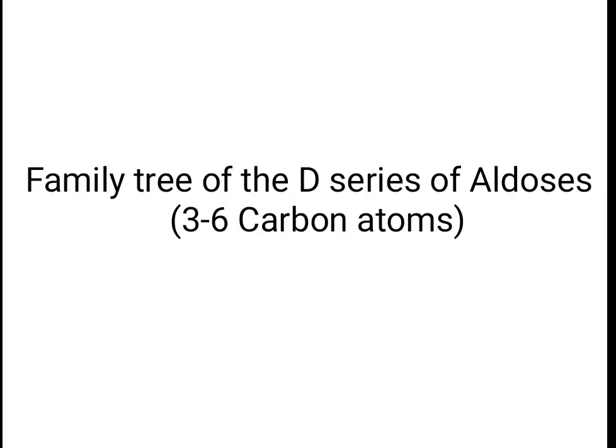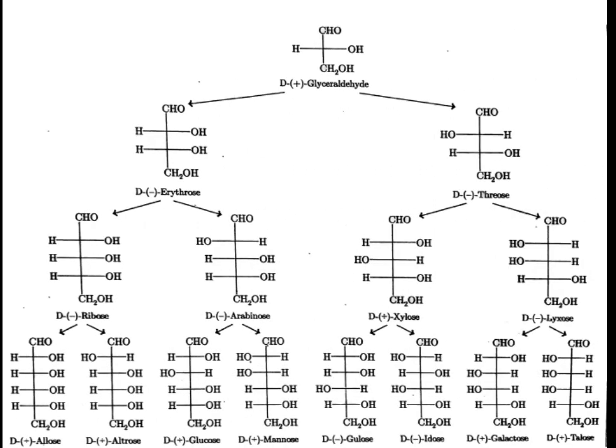Now this is the family tree of the D series of aldoses, 3 to 6 carbon atoms. At first there is glyceraldehyde, then erythrose, threose, then ribose, arabinose, xylose, lyxose, and thereafter allose, altrose, glucose, mannose, gulose, idose, galactose, and talose.